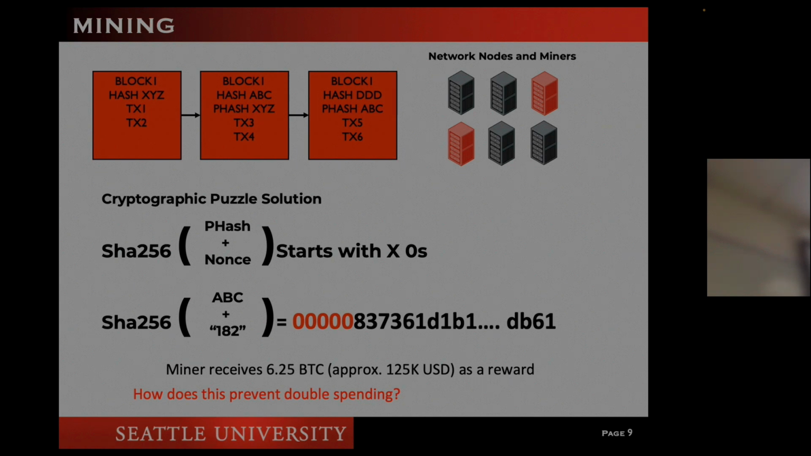And so what the miners need to do is they need to take the hash of the previous block. So let's assume this is the current block. So they take the hash of the previous block, which is basically D, D, D, and then they add a nonce, which is essentially a random number, and then they hash that. And so let's assume the hash is this.